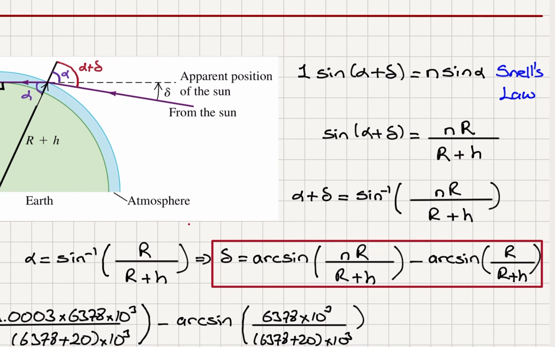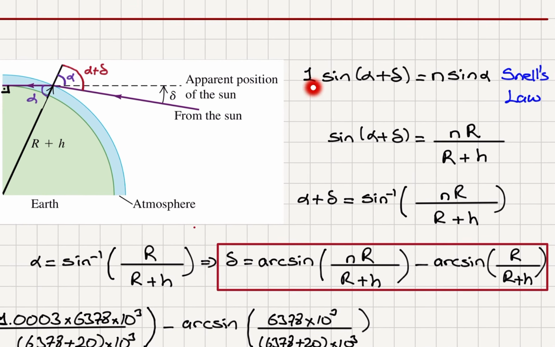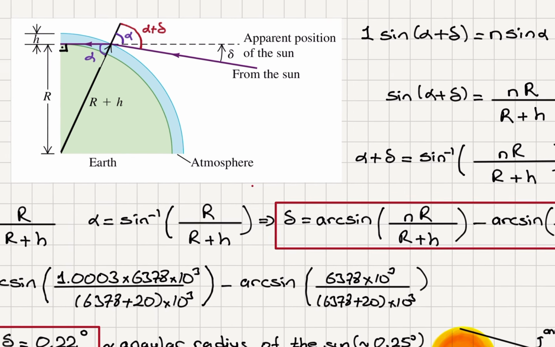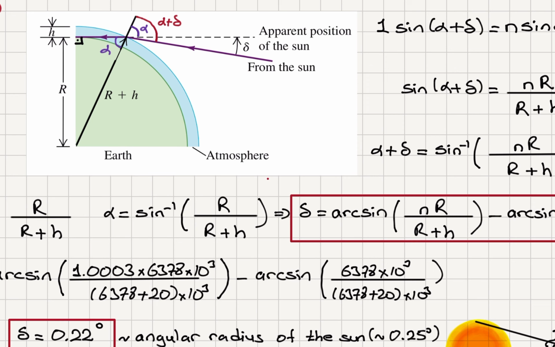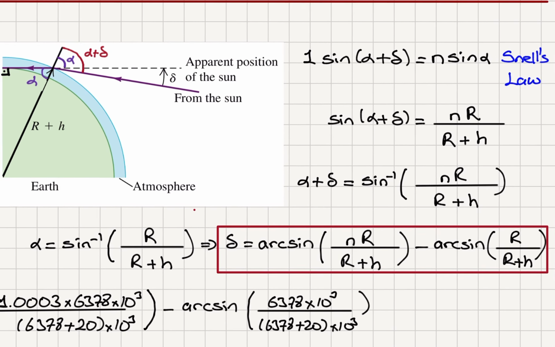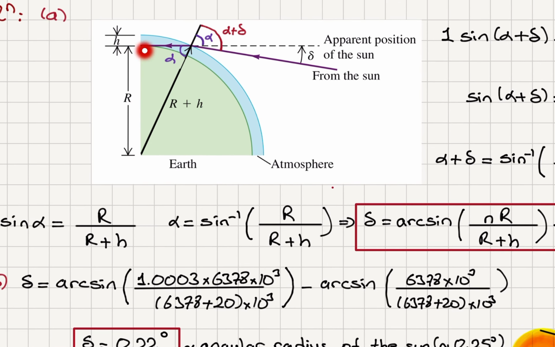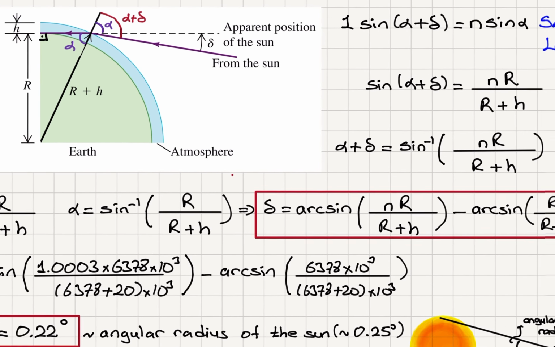We can write Snell's law. In space, the index of refraction is 1. So 1 times sine of alpha plus delta is n times sine alpha, where n is the index of refraction in the atmosphere, which is approximately 1. In most calculations, we take it to be 1, but it's actually 1.0003. Here, the light comes from space and enters the atmosphere, so that difference, which is normally insignificant, is significant for this calculation. Sine alpha can be read from this right triangle as r over r plus h.